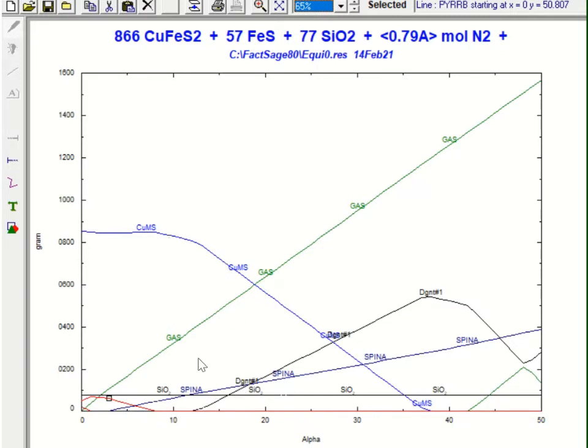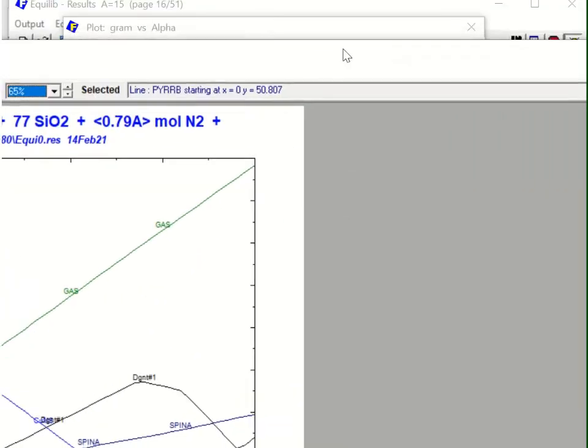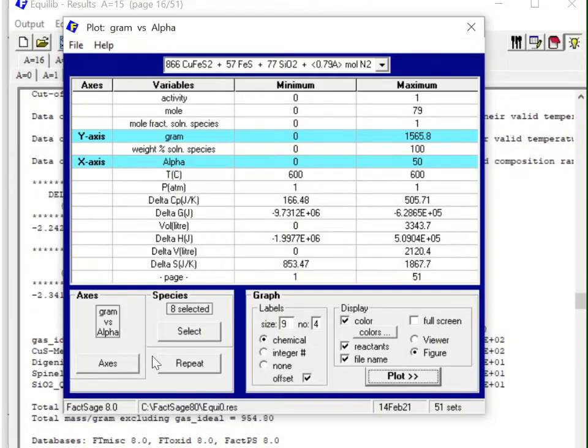So the 10 is actually something we can look at in this roasting process condition. Okay, and then you can also do some other calculation, some other plot.